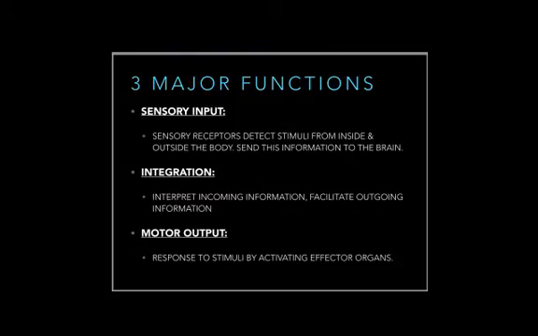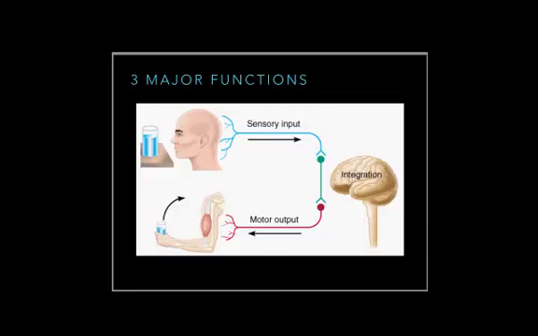So first we have the three major functions of the nervous system. These are briefly just sensory input, integration, and motor output. There are definitions here for you, but I'm going to move to the next picture before I talk about them. So here is a visual representation of all of the definitions.